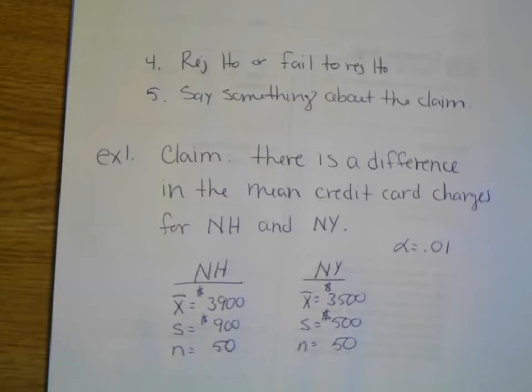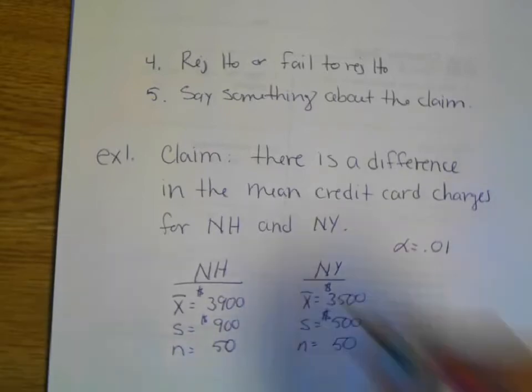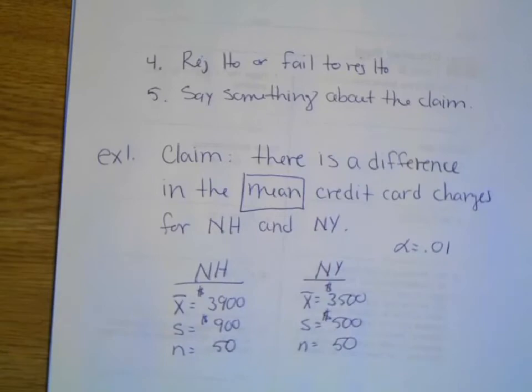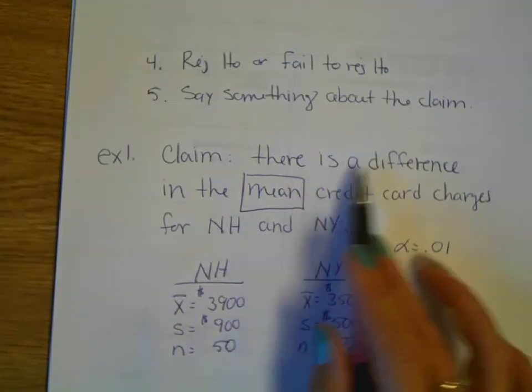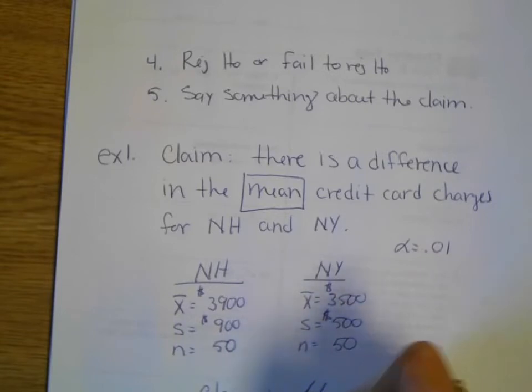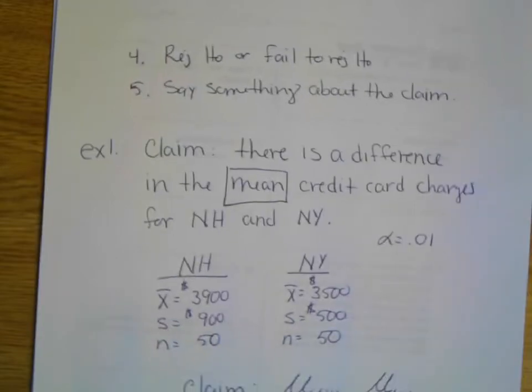Okay, so again, the claim is a little trickier. That's about the hardest part of the whole process, writing the claim, comparing the two. But again, the claim is about a mean, the mean difference. So what they're telling me is there is a difference. So if I was to compare the mean for New Hampshire and the mean for New York, what would I be saying about them if all I say is there is a difference?